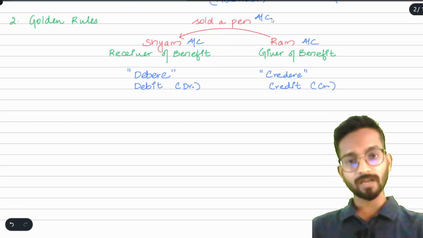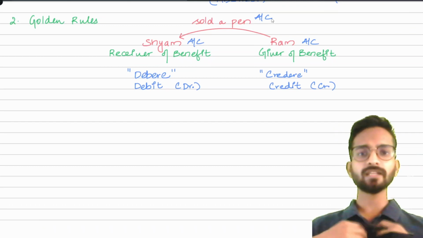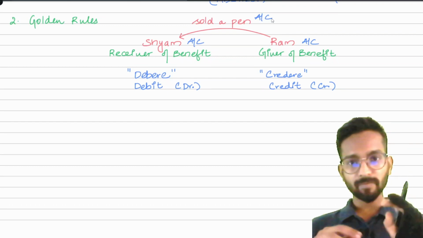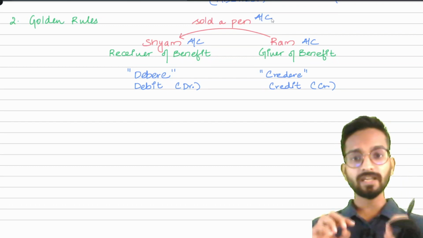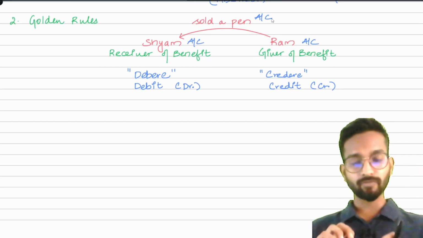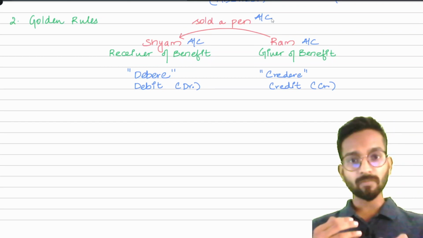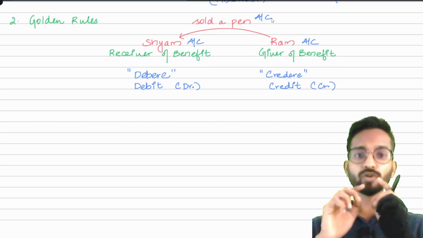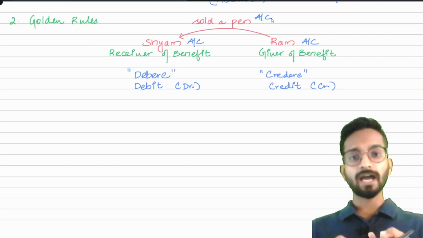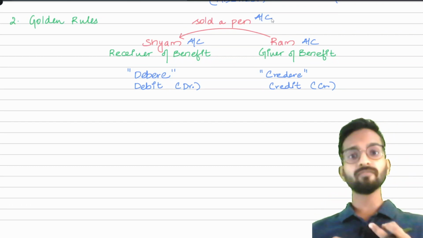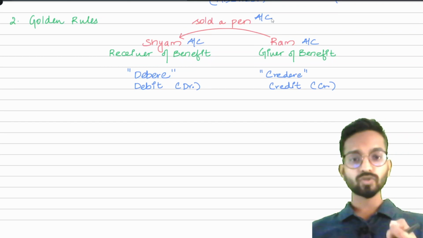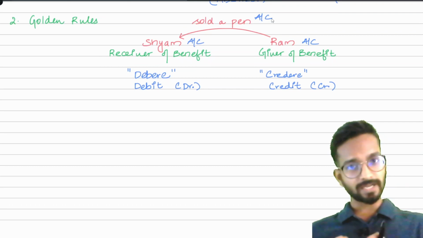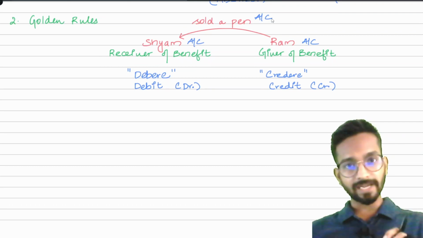Okay, so what will Ram write in his books? Ram will write that I have sold pen to Sham. If I have sold pen to Sham, Sham is the receiver of benefit, so I will debit the Sham's account. Therefore, Sham account will be debited. Understood? What will Sham write? Think from the viewpoint of Sham. Sham is thinking, I have received the pen. It means who gave me the pen? Ram gave me the pen. So whoever has given me the pen, I will credit his account, because giver of benefit is creditor. So he will write Ram account credited.